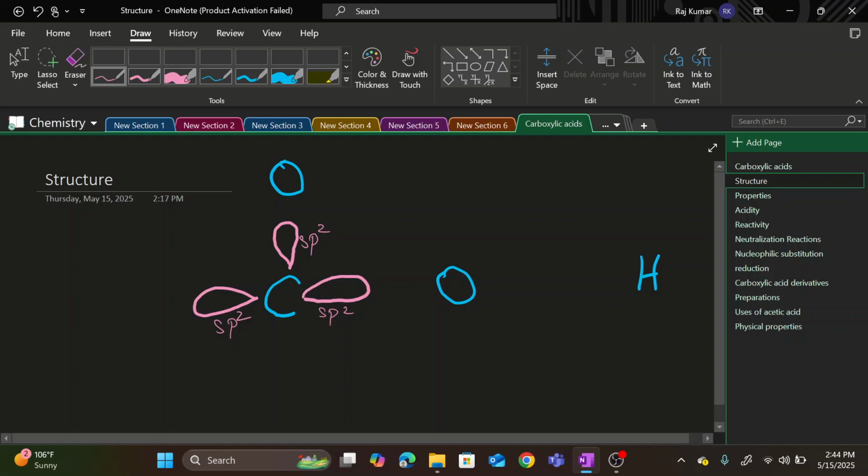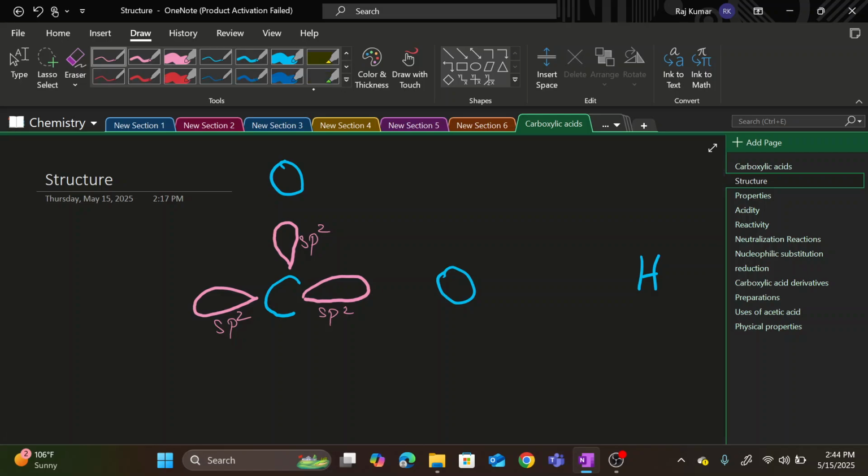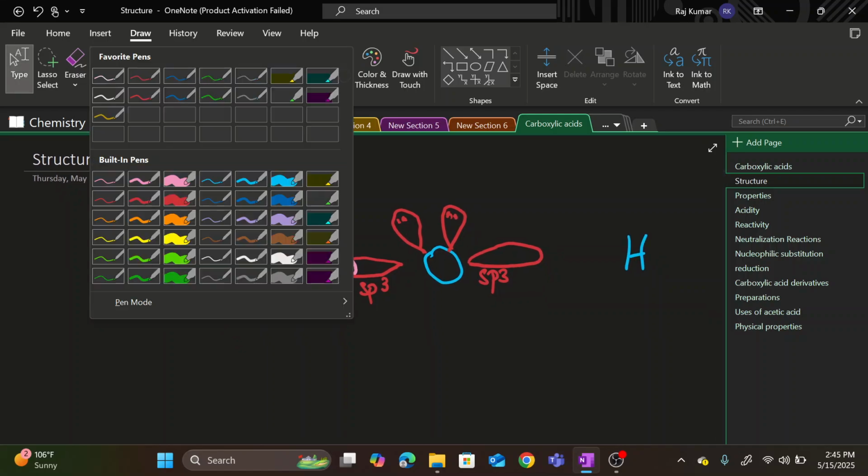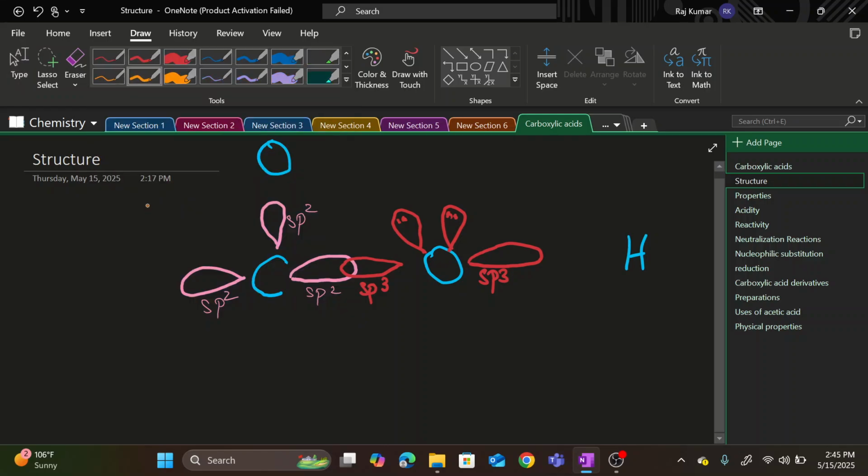I'm going to write over here sp2, sp2, sp2, right? And alongside that, if we talk about the oxygen of the hydroxyl group, it is going to have an sp3 hybridized orbital. Surprisingly, it is an sp3 hybridized orbital. So I'm going to write here sp3, sp3, and two more sp3 orbitals for the lone pairs. And let me make one more orbital.